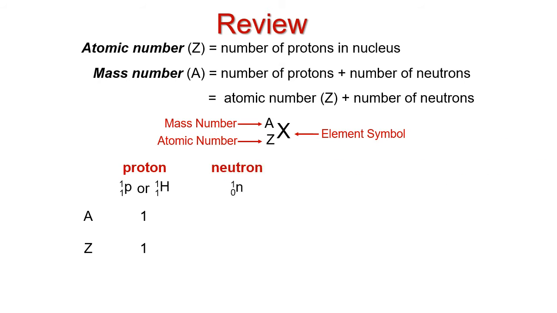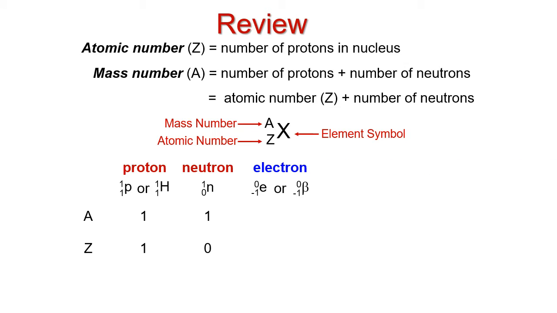There are no neutrons. For a neutron, you have number of protons 0, number of neutrons 1. So 1, 0, N: 1 for mass number, 0 for charge, for number of protons.